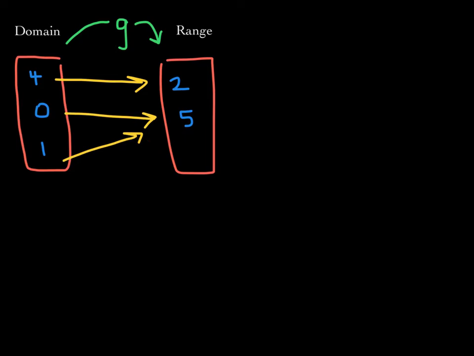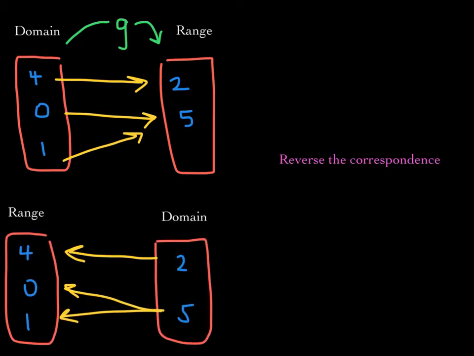Now, let's reverse the correspondence like we did a little while ago. Notice that instead of 4 going to 2, you have 2 going to 4. Instead of 0 going to 5, you have 5 going to 0. And instead of 1 going to 5, you have 5 going to 1. Also notice that this is no longer your range, this is your domain, and this is no longer your domain, this is your range. Although it's a set of ordered pairs, although it's a relation, this is not a function. The reason is that this domain value corresponds to more than one y value, correct? And so this is not a function.